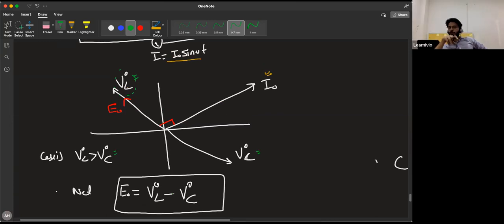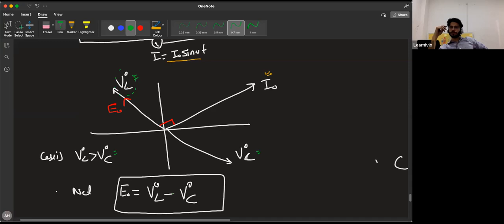Do you remember the expression for V naught L we did in the previous lecture also while doing the LCR circuit? How much was V naught L in the LCR circuit? In fact, we started the derivation with the expression of V naught L and V naught C. What is the relation for V naught L and V naught C?